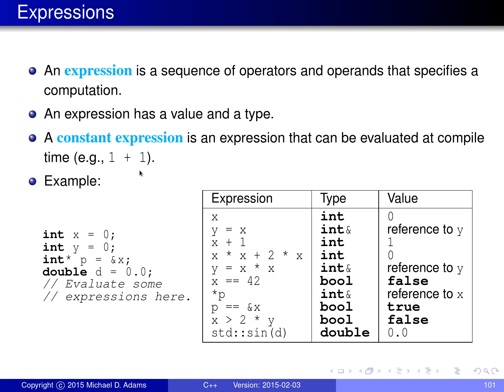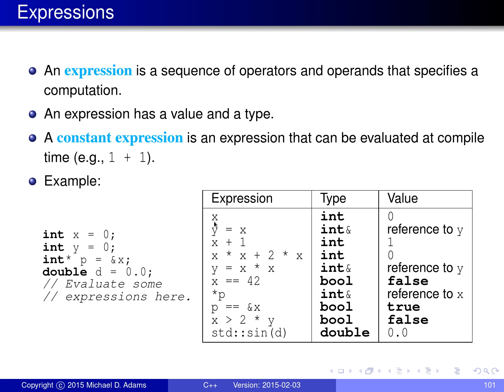And on this slide, I have a few examples to further illustrate the notion of expressions. I have a little code snippet where I create a variable of type int called x and initialize it to 0, create a variable y of type int, initialize it to 0, create a pointer to an int, initialize it to the address of x, and then we create a double variable called d and we initialize it to 0.0. And then at this point, imagine that we evaluate a number of different expressions, where the expressions that we're evaluating here at this point in the code are the expressions that appear in this table here.